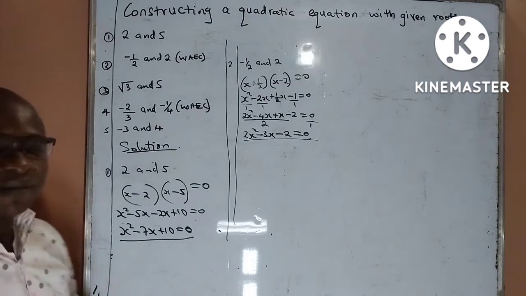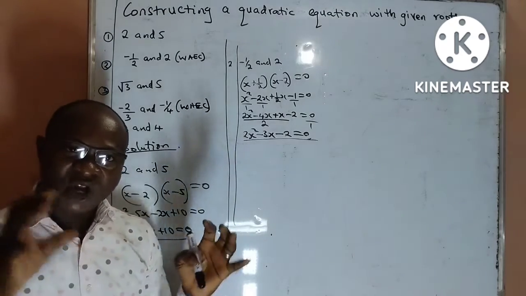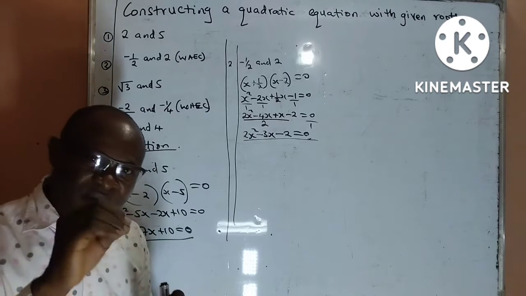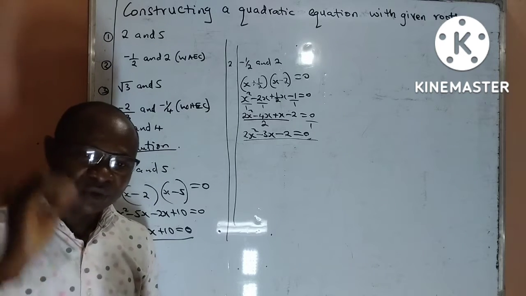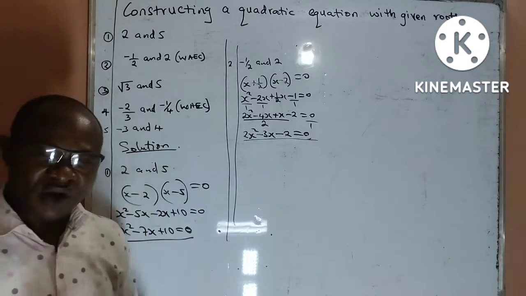We go into question number 3. Remember the topic, constructing quadratic equations with given roots. You work with the roots that are given to you. So we are working with the roots that are given to us.